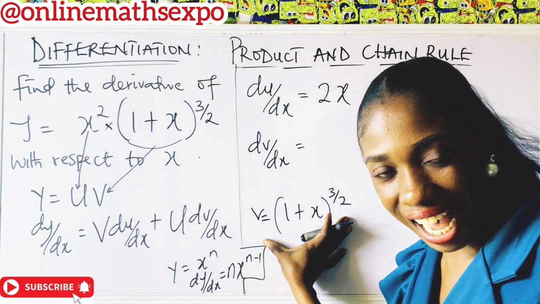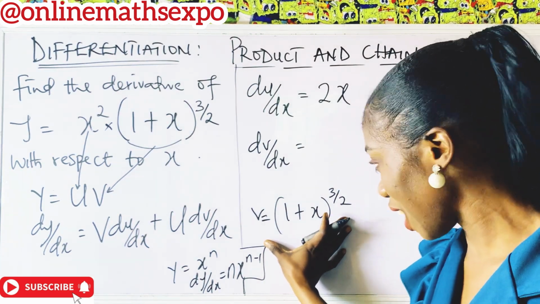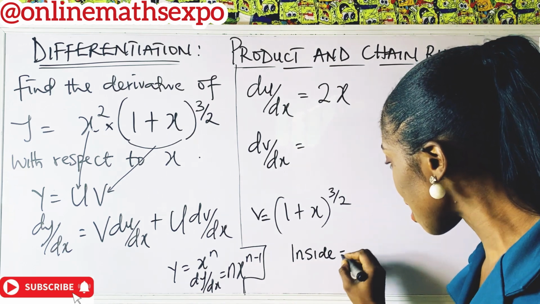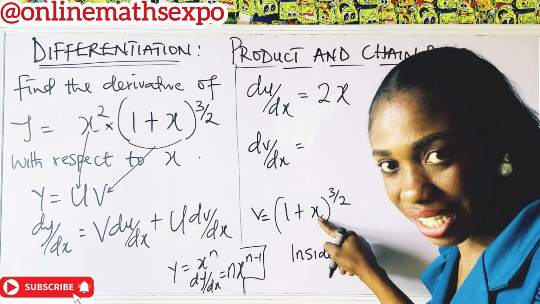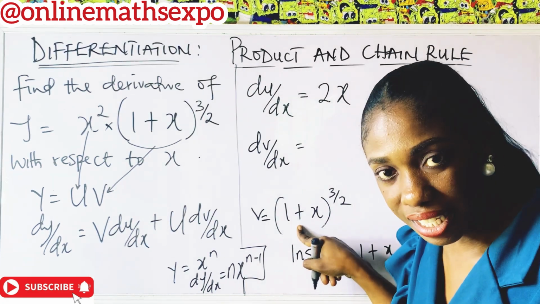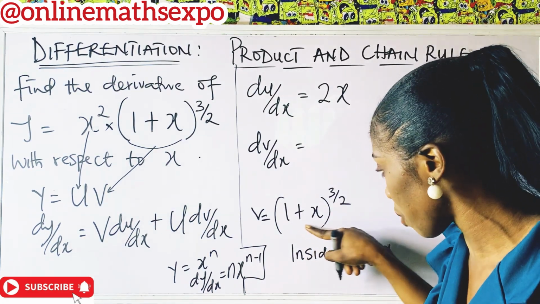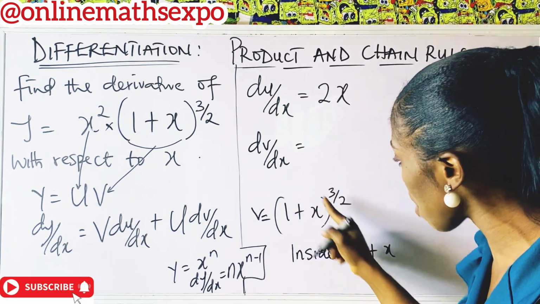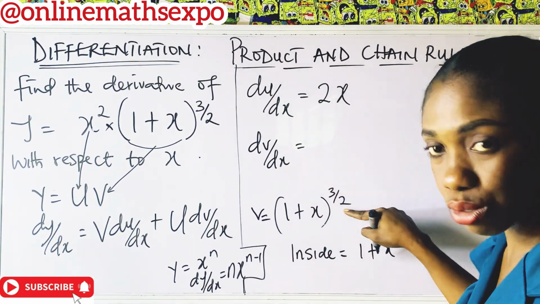Differentiate the outside. I hope you got that. First of all, which one is the inside? The inside is the function inside the bracket, which is 1 plus x. Okay, that is how to identify the inside function. That one inside the bracket is your inside function. Then the rest, which are outside, is your outside function.